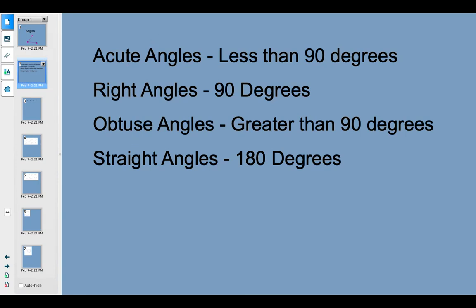So the first type of angle is acute angle. And if you look very closely, you'll see the word cute in this type of angle. An acute angle is an angle that is less than 90 degrees. So these are cute little tiny angles that are small. They don't open very wide. They open less than 90 degrees. So when you see an angle that is cute and tiny, not open very wide, that would be an angle that is acute.